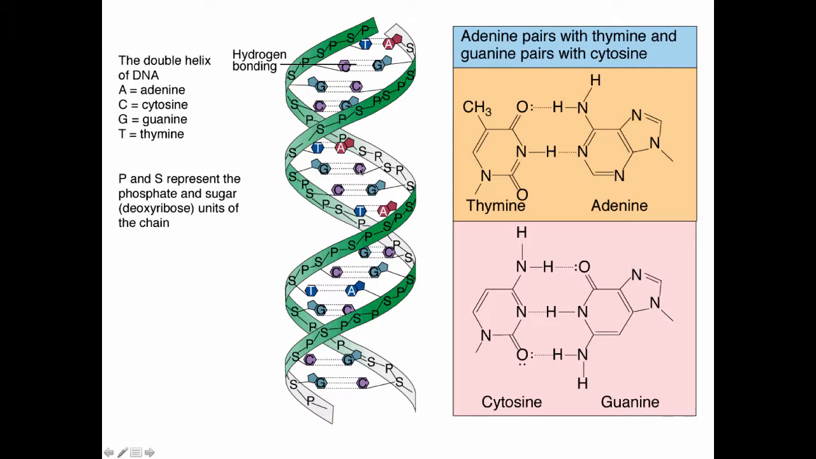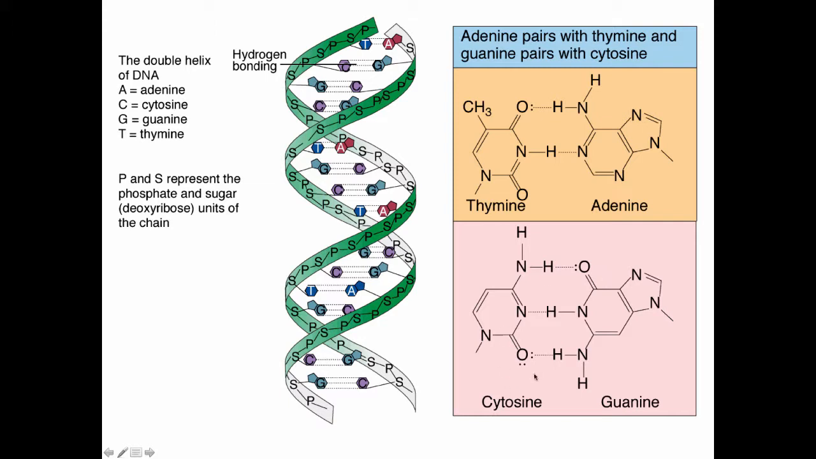And now the C, G, A, and T represent cytosine, guanine, adenine, and thymine, respectively. And notice that thymine and adenine have a nice hydrogen bond and a second one, whereas cytosine and guanine have 1, 2, 3 locations where they hydrogen bond.